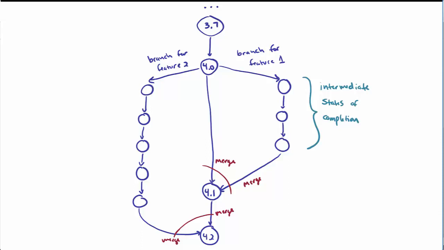Git is not the only distributed version control system. There are some others. Mercurial is the name of one that's very similar to Git, but it's a bit less popular.